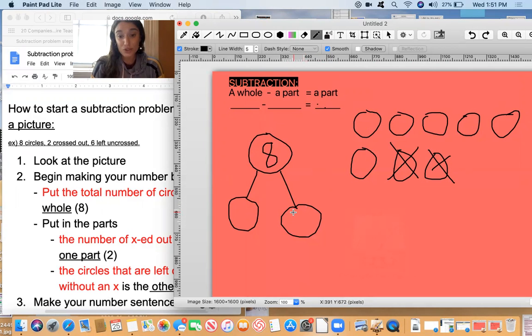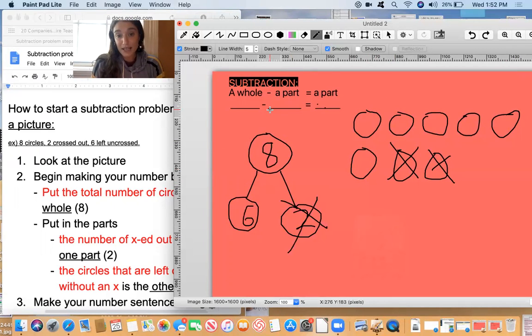So I have to put a 2 as one of my parts. And then to show that it's being X'd out, I put an X over this part of the number bond. And then I see that there are 1, 2, 3, 4, 5, 6 circles left. That's going to be my other part. I see that 2 is taken away and 6 is what's left.